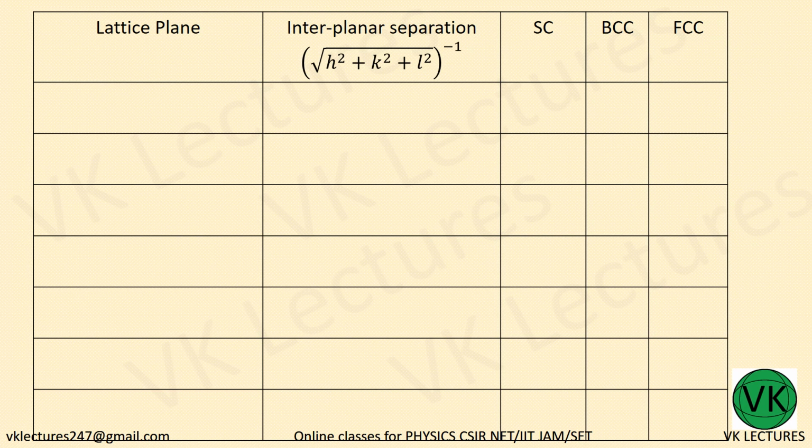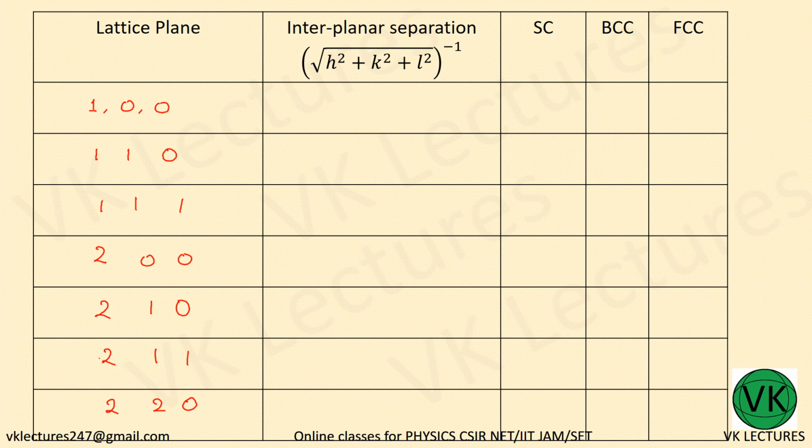Lattice plane, we have a different lattice plane. Let us write down the different lattice planes: 1 0 0, where these are the h, k and l values, 1 1 0, 1 1 1, 2 0 0, 2 1 0, 2 1 1, and 2 2 0.